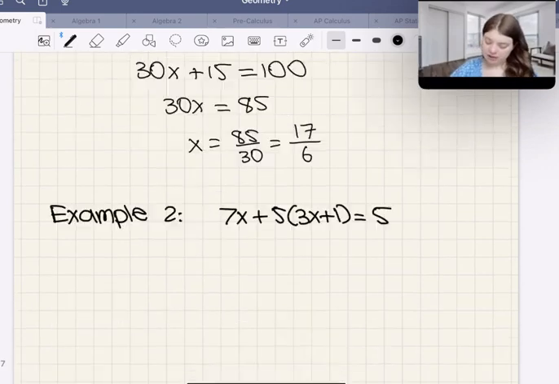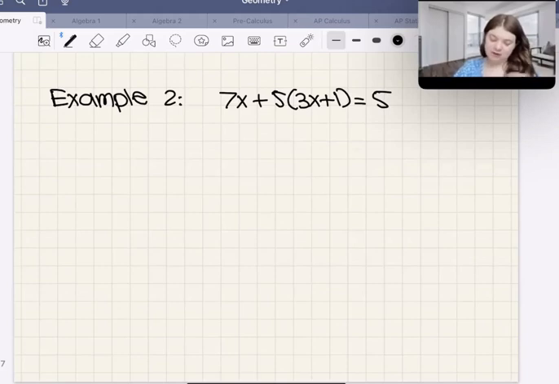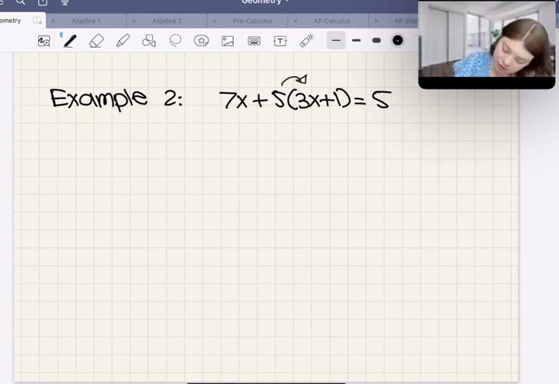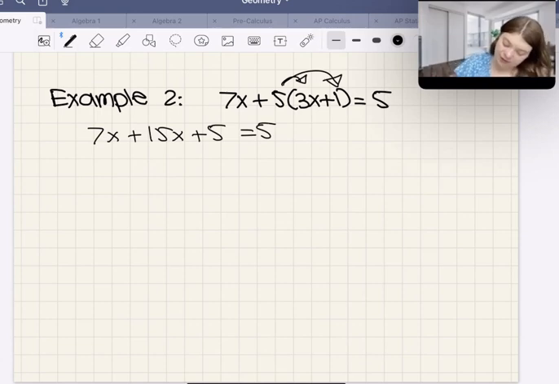Here's a second example. It says to solve 7x plus 5 times (3x plus 1) is equal to 5. So first thing I'm going to do is use the distributive property to distribute. So the 7x, I'm just going to write exactly the same as before. Then we have 5 times 3x, which is 15x. And then 5 times 1 is 5, so plus 5. And that's equal to 5.